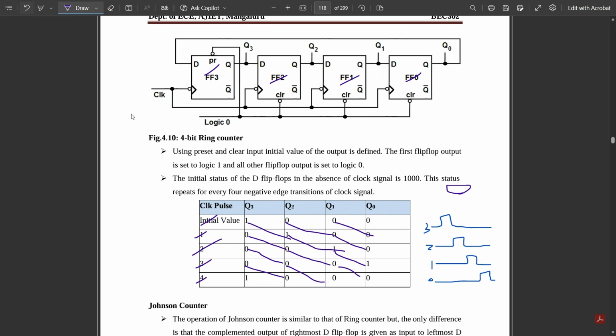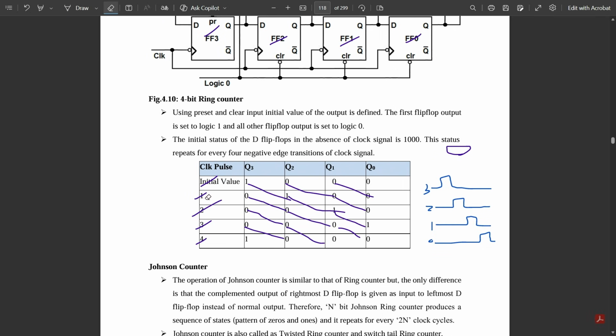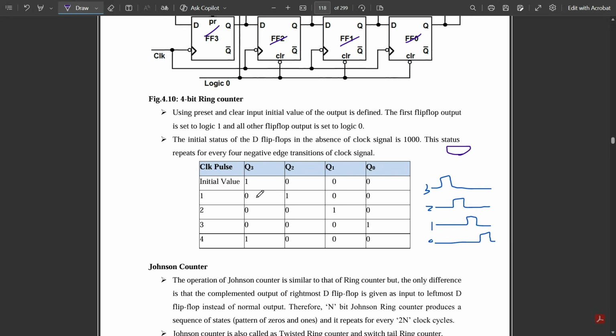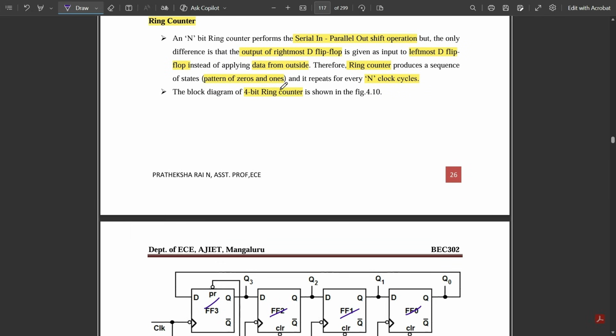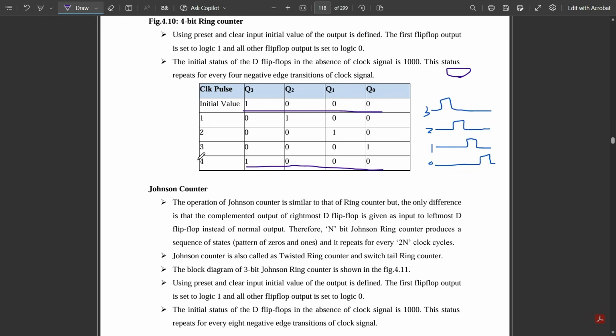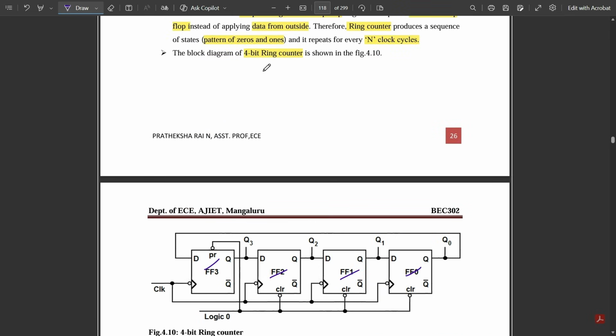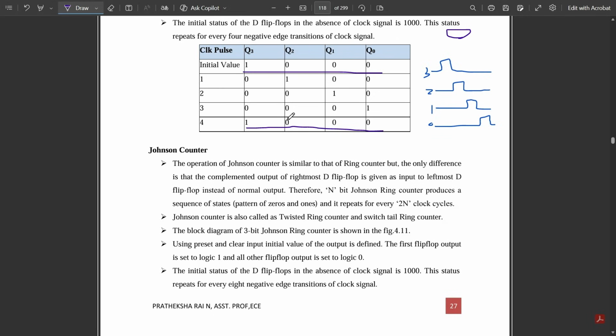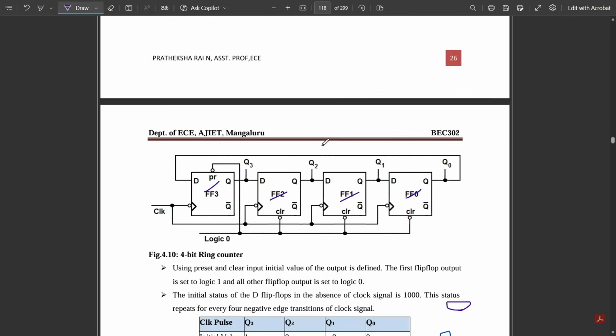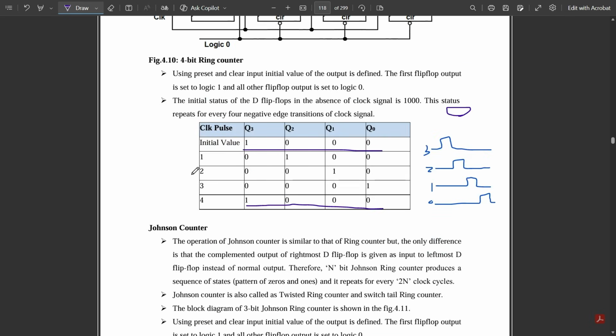It does not stop here, because it is a continuous process. You see here, initially the value was 1000. After 4 clock pulses, we again get the same value 1000, and it goes on repeating. For an n-bit ring counter, we have n clock pulses for that loop. Here we have used 4 bits, so we get the same initial value after 4 clock pulses. If we take 5 bits, then we draw 5 flip flops and get it after 5 clock pulses.